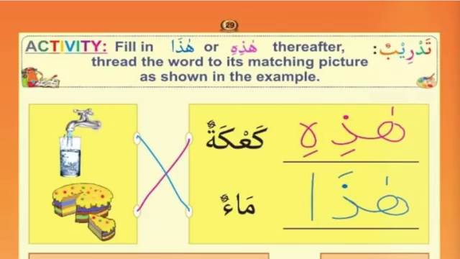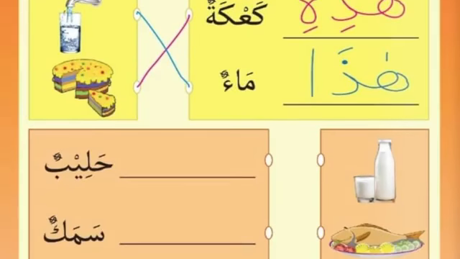If the word is a male word, you say هذا. If the word is a female word, you say هذه. Alright? So, by looking at the picture, we see the first one, milk. How do we call milk in Arabic? Yes, milk we call it halibun. Halibun, right? So halibun is a male word or female word? Yes, it's a male word.